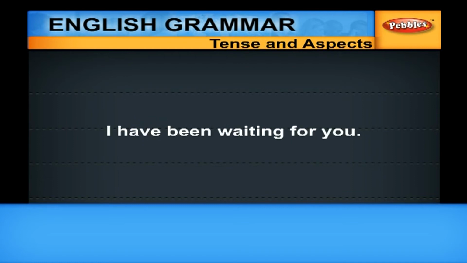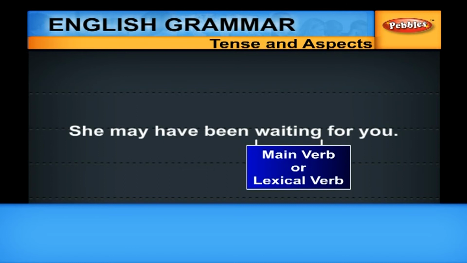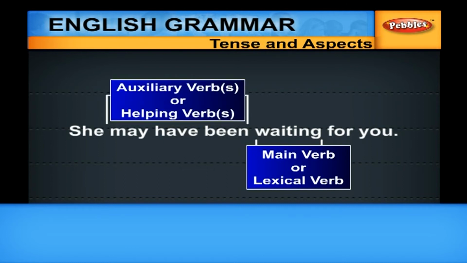I have been waiting for you. Here you have have, been, waiting as verbs. Waiting is the main verb. Have and been are auxiliary verbs or helping verbs. She may have been waiting for you. Here you have one main verb, waiting. The helping verbs are may, have, been. So a verb can have one word or up to 4 words. One will be a main verb and the other will be a helping verb. It is by a combination of main verbs and helping verbs that we are able to generate complicated verbal structures.